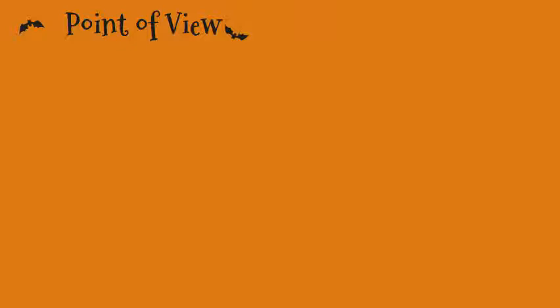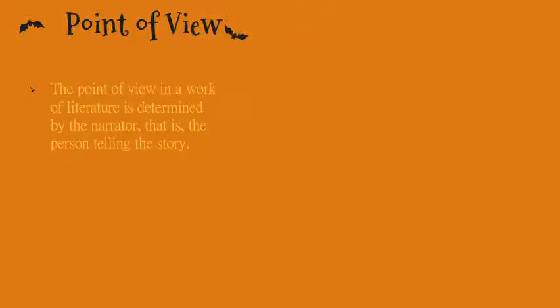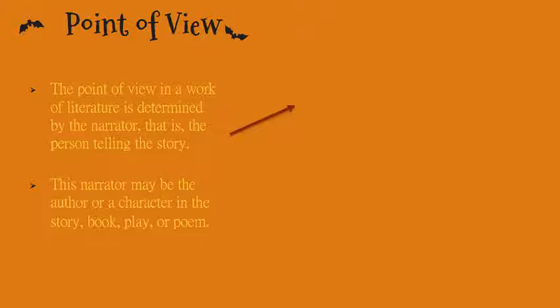Okay, let's start revising the point of view. The point of view in a work of literature is determined by the narrator, that is the person telling the story. So when we ask about the point of view, we have to start thinking about the narrator. This narrator may be the author or a character in the story, book, play, or poem. He might be the writer only, or he could be a character in the story also. Okay, so we have two types. I gave you two types of point of view.